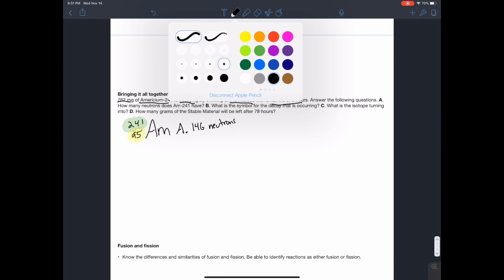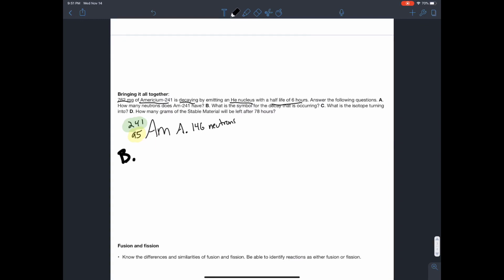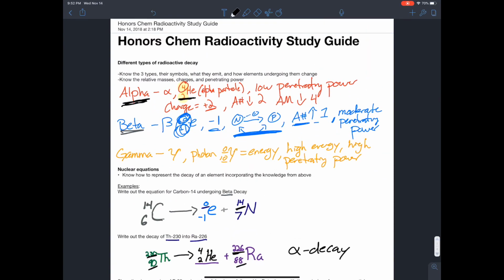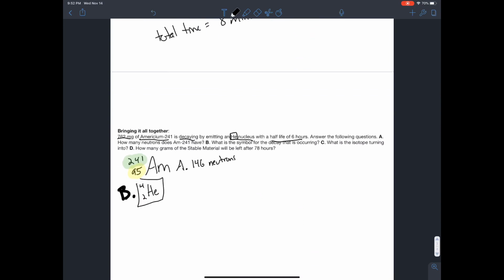Now we're attacking part B. It's way too thick, but we're going to roll with it. What's the symbol for the decay that's occurring? What do we know about the decay? We know it's decaying by emitting a helium nucleus. If it's emitting a helium nucleus, it looks like this. What do we call this? Well, we go way back up here. We call it an alpha particle. So this right here is an alpha particle. It's undergoing alpha decay.